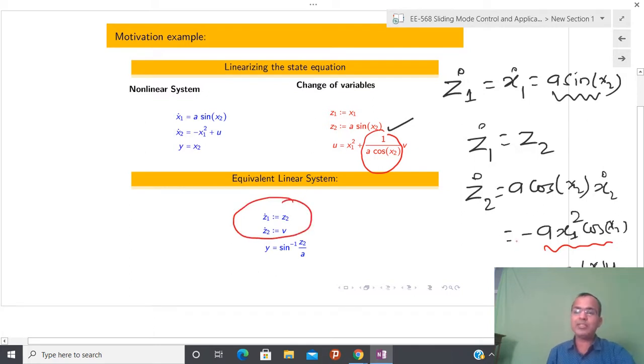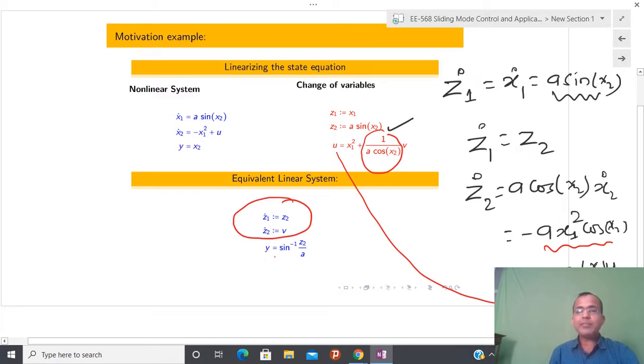Anyone has confusion on this? You can just substitute u here. Once you substitute, a cos x2 and a cos x2 cancel out, and I have nu. Then the other term I have, a cos x2 multiplied by x1 squared, is also cancelled out, and due to that reason I have this kind of system now.